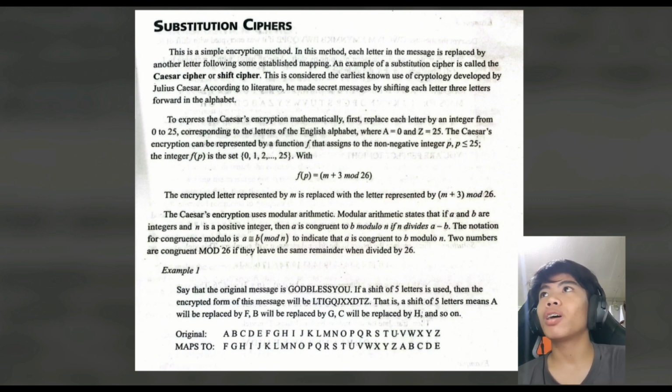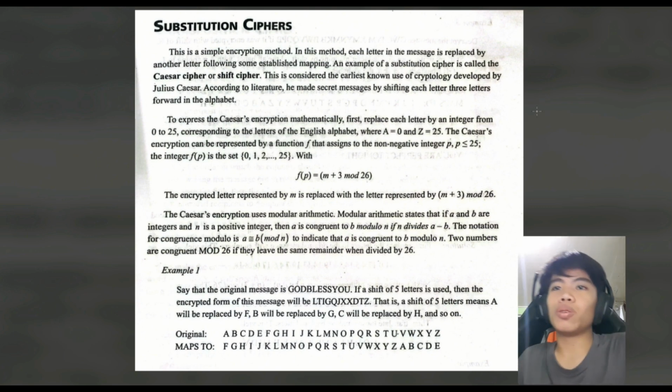So, eto. May isa pang example. So, sa example number 1 naman, say that the original message is God bless you. So, if a shift of 5 letters is used, then the encrypted form of this message will be LTIGQJXXDTZ. That is, a shift of 5 letters means A will be replaced by F, B will be replaced by G, C will be replaced by H, and so on.